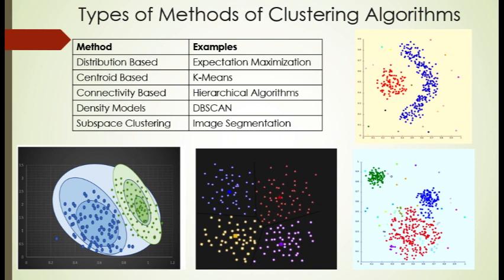Density models. This model of clustering will search the data space to find areas with varying amounts of data points in the data area. It will separate different density areas according to the different densities that exist within the space of data. For example, DBSCAN in addition to OPTICS.